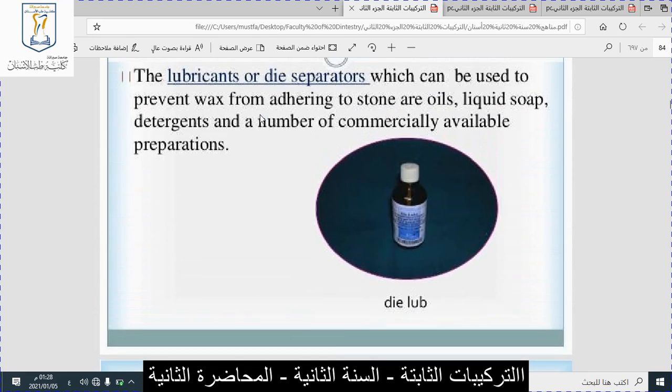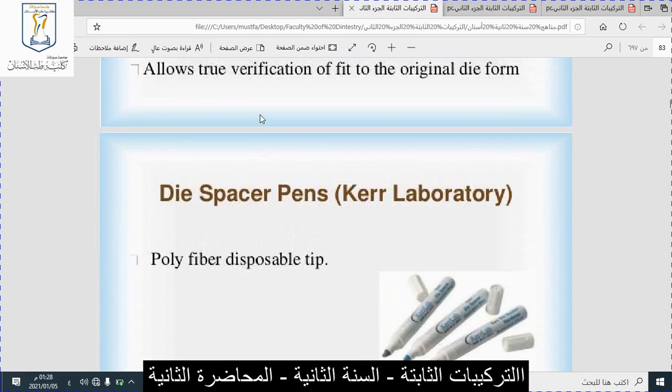This is the situation. We have to put die hardener into the margin to make the die hard to the scratch, and over the margin, over the finish line. Die spacer, or die relief, makes space for cement and easy seating of the restoration, and assists cementation to reduce hydrostatic pressures.